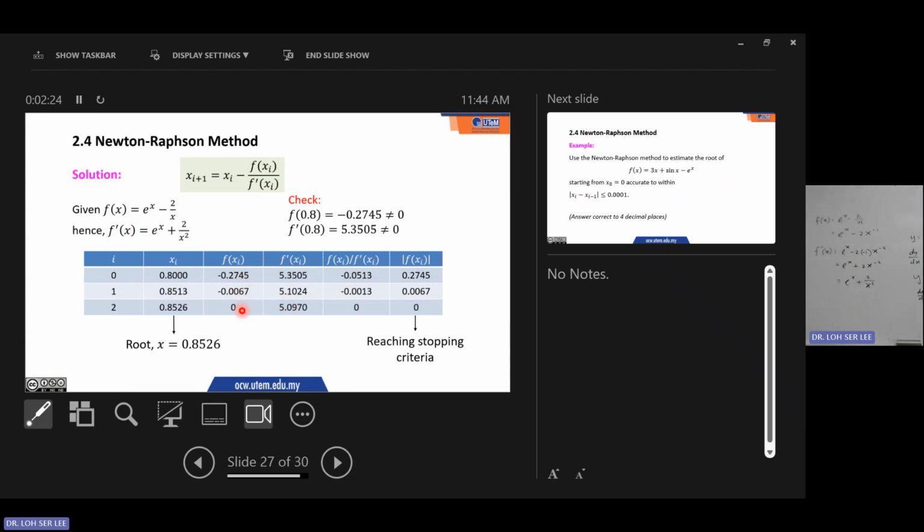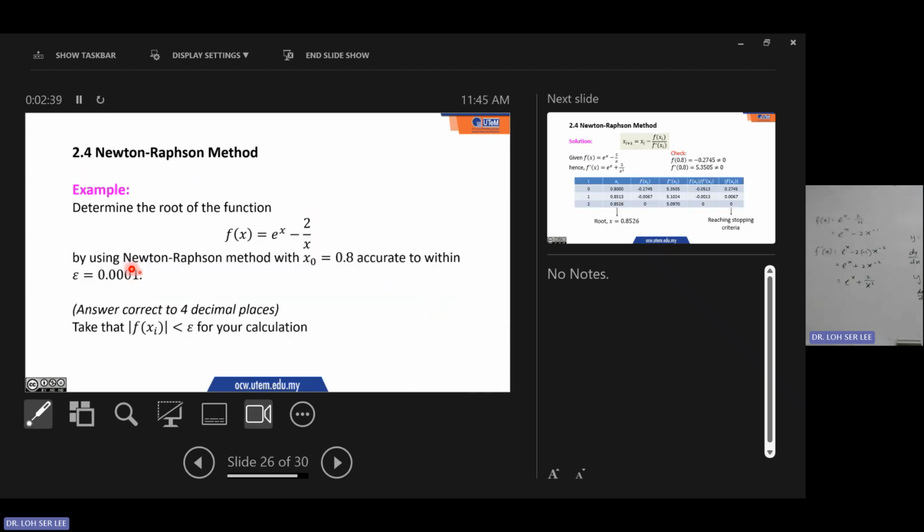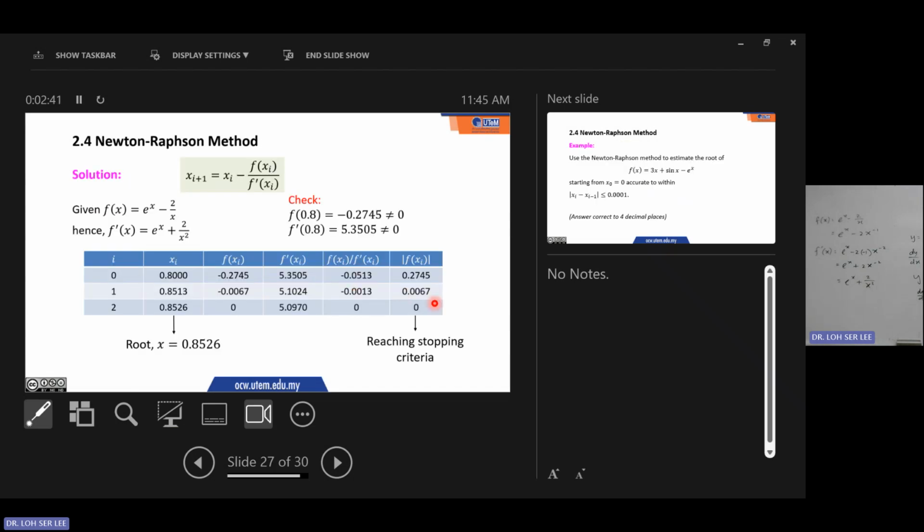Since this is almost close to 0, when we use 4 decimal places, you just put 0. So 0 divided by this, 0. So this f from here is 0. When this is less than the given epsilon, we stop the iteration, and the last x will be your solution. Newton-Raphson converges very fast. That's why you see, we just need maybe 2 or 3 iterations, then we can get the result.